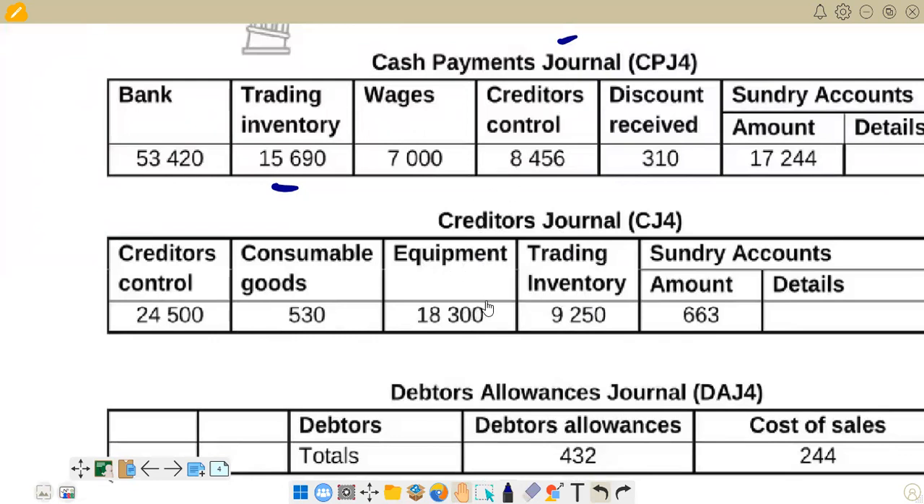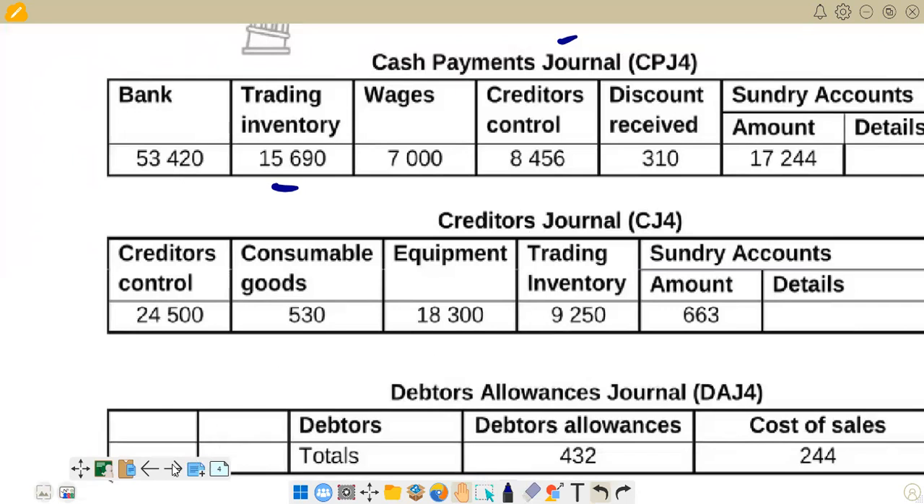So this is the portion of the amount that we have bought inventory using credit. So we have 9,250. We are going to debit trading inventory and credit the creditors control. That is the double entry for this figure, 9,250. So we go to the debit side of the trading inventory and enter this 9,250, and in the details we are going to put creditors control. And in the folios column is the creditors journal, so it's CJ that we are going to put there.